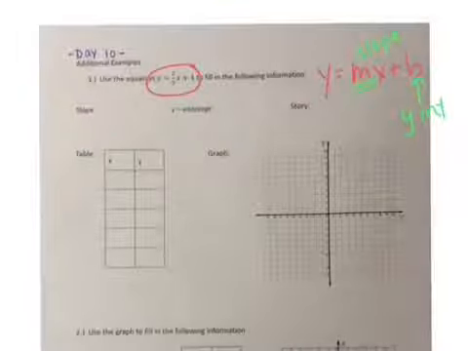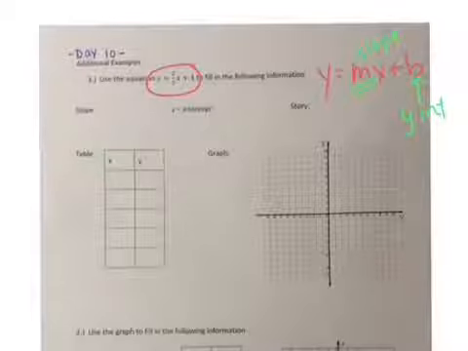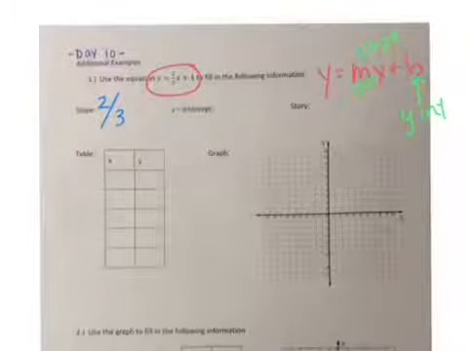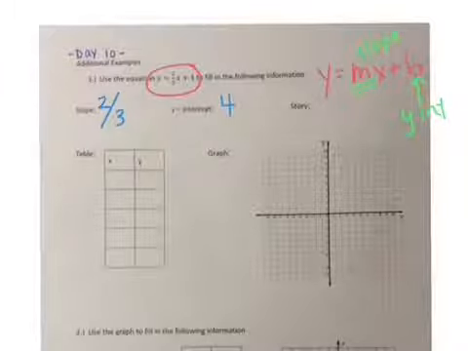So for our slope for this one, we're going to look at our equation, and when you see that, the number right in front of that x is 2/3, so our slope is 2/3. So our rise is 2 and our run is 3. Our y-intercept is 4, which means it crosses the y-axis at 4.